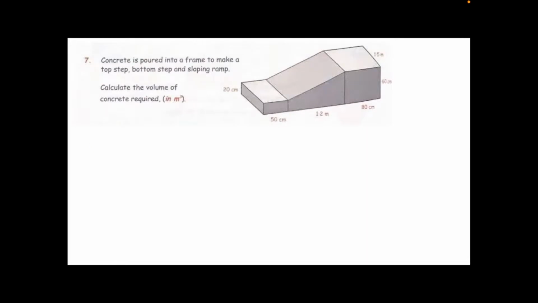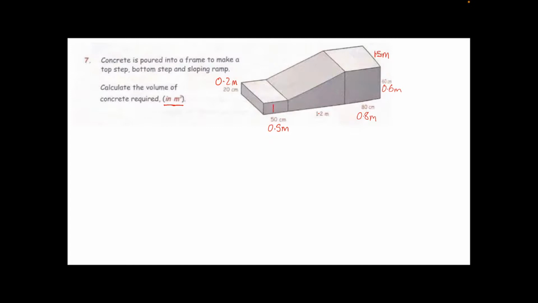For question 7, we have been asked to calculate the concrete required into this step with the sloping ramp. The first thing that I'm going to highlight here is the fact that it is asking for in meters cubed. So what I'm going to do is change all of my numbers into meters. So that's going to be 0.2 meters, 0.5 meters, that's still 1.2, I'm just going to make that point clearer, 0.8 meters, 0.6 meters, and then that's maybe a wee bit difficult to see, but that is 1.5 meters up the top there.